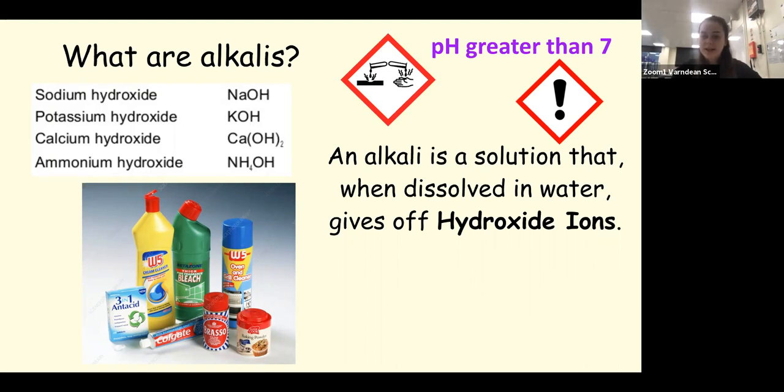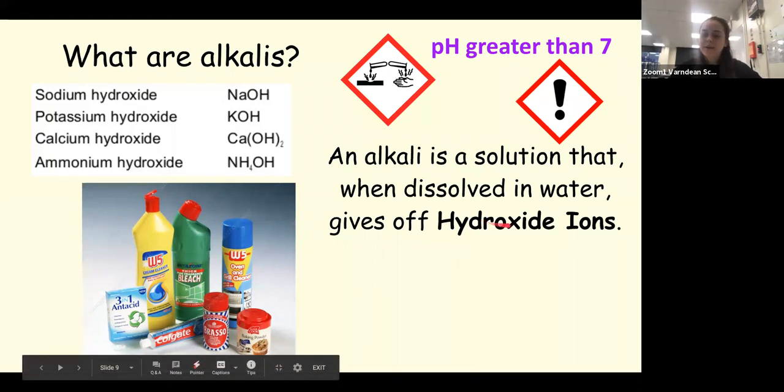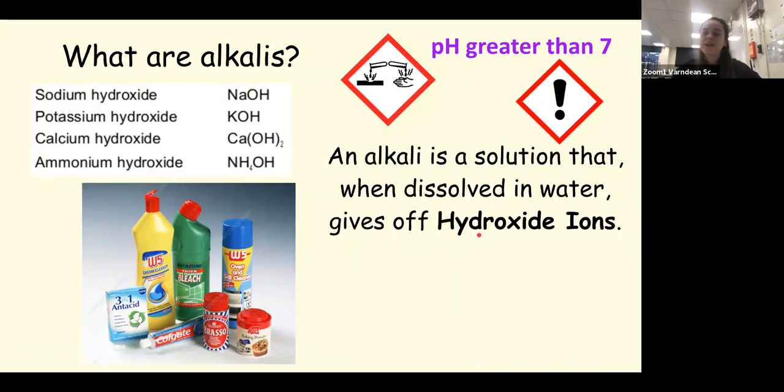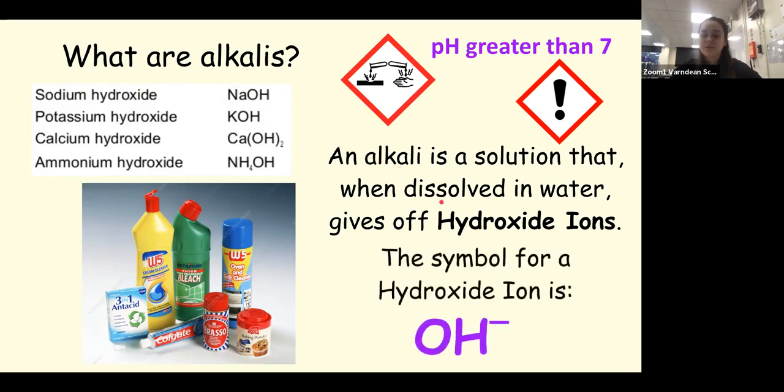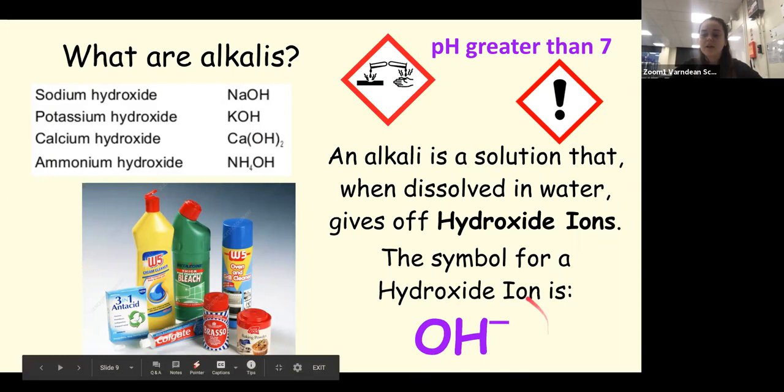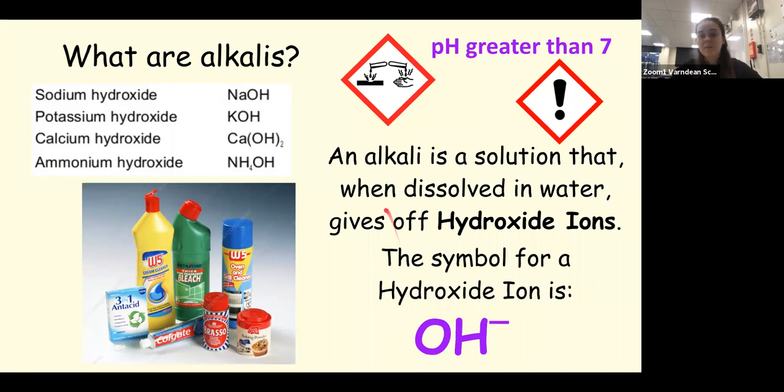We've also got alkalis at home. So we've got bleach, cleaners, antacid tablets, toothpaste, baking powder. They all are alkalis. An alkali is something that, when it's in a solution and dissolved with water, will give off these hydroxide ions. So these OH groups, the hydroxide groups, are going to detach from the rest of their group, and we're going to have those free in our solution. The symbol for our hydroxide ion is OH minus. So alkalis: anything with a pH above 7.